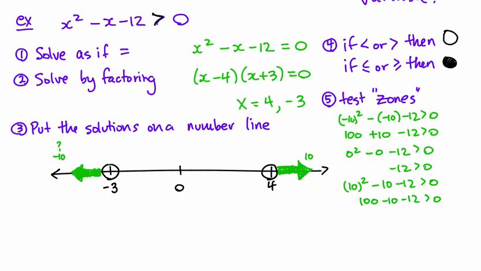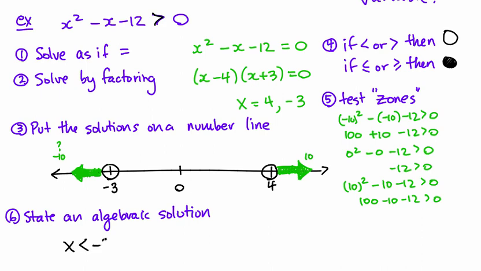than 0. I can also state an algebraic solution, or sometimes this is called an interval solution. And so I know that my solution, the green part, is x values that are less than negative 3 on this part, or x values that are greater than 4. So there's a nice easy way to show the solution as well.